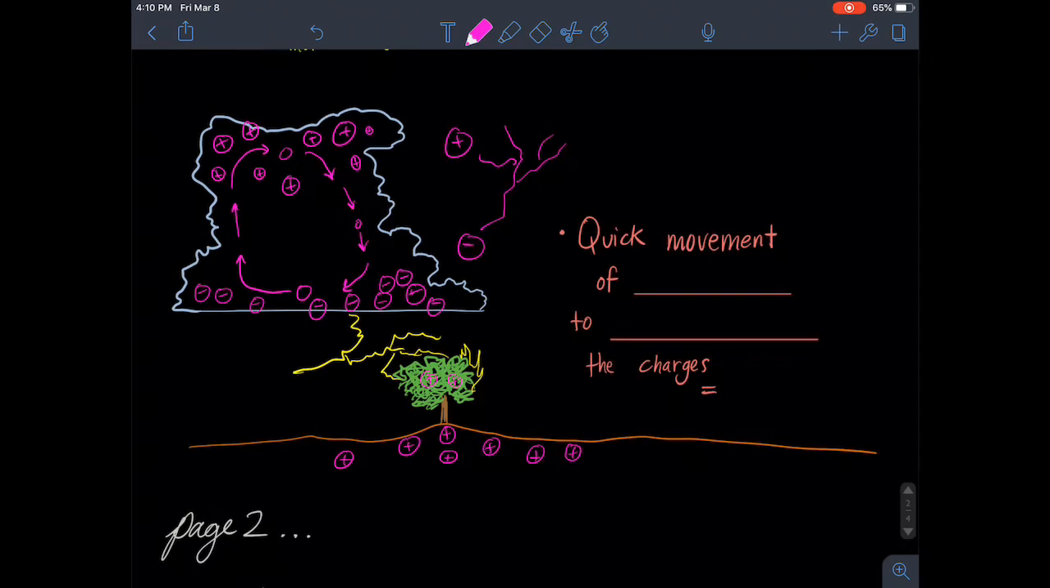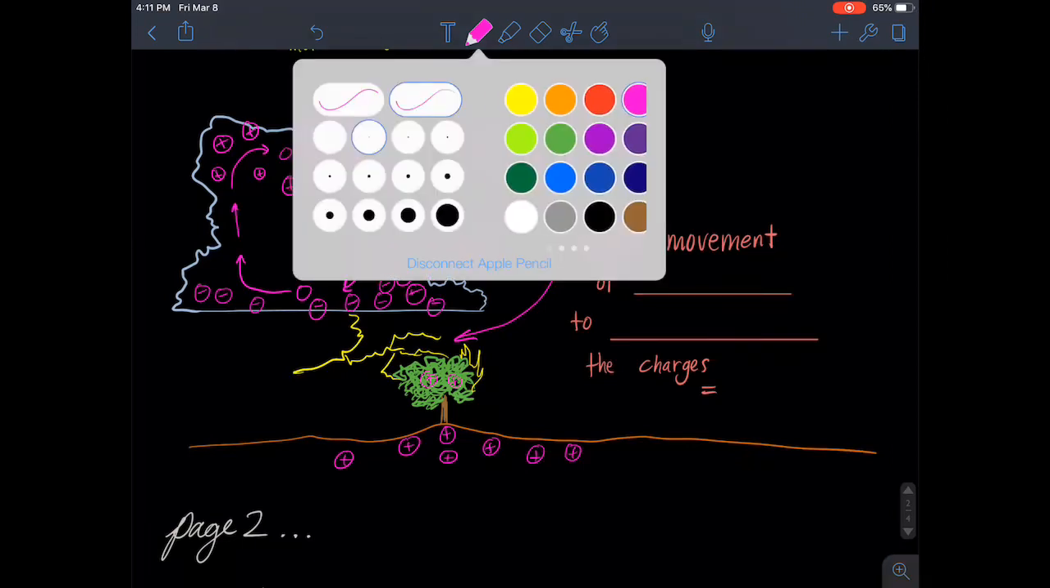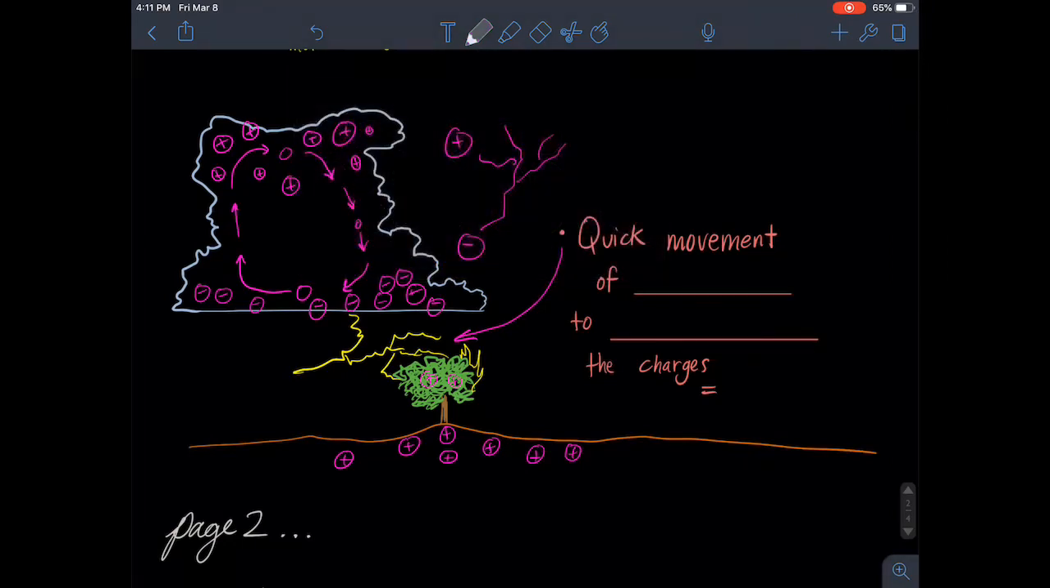So if we look at this lightning here, it is showing the quick movement of electrons to equalize the charges. Like I said, if it's overall negative, it wants to get rid of some of that negative charge and it jumps there to that positive. So we call this static discharge. So we have that zap, lightning happen. Some people call it lightning.